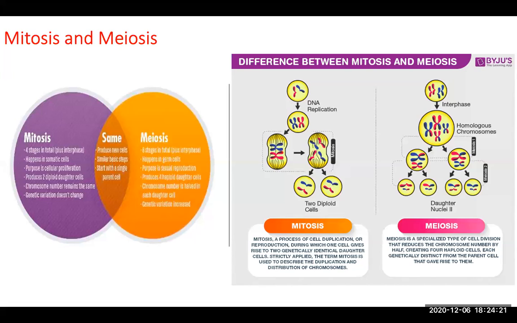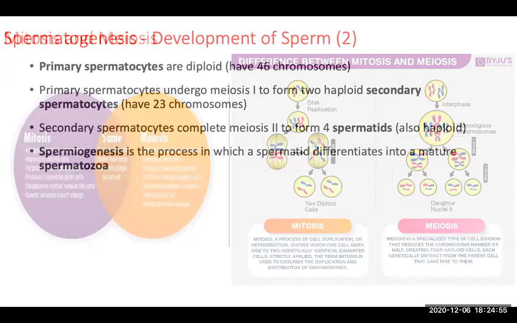Meiosis, however, is the specialized type of cell division that reduces the chromosome number by half, creating 4 haploid cells, which are each genetically unique or distinct from the parent cell. Meiosis happens in all the germ cells, so the egg and sperm cells. The purpose is cellular reproduction so that the cells produced from meiosis, the sperm and egg, with half the number of chromosomes, will be able to combine through fertilization to produce a cell with the complete set of chromosomes.